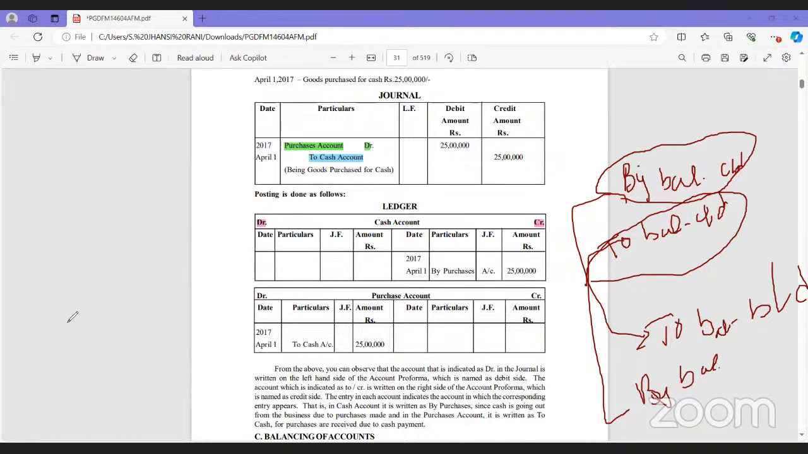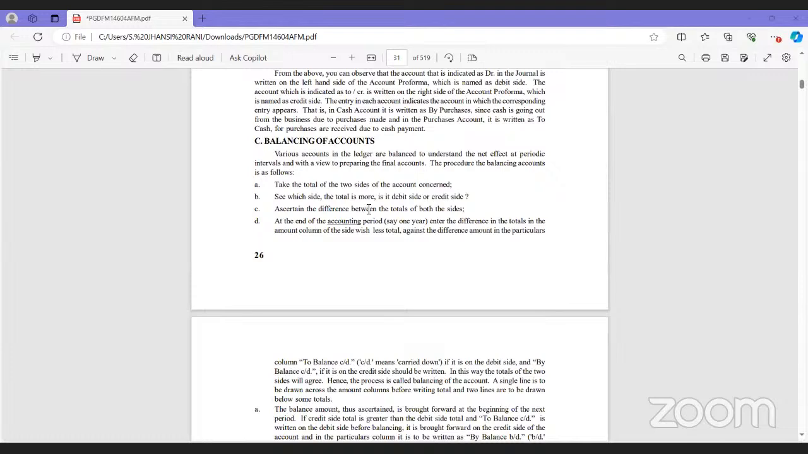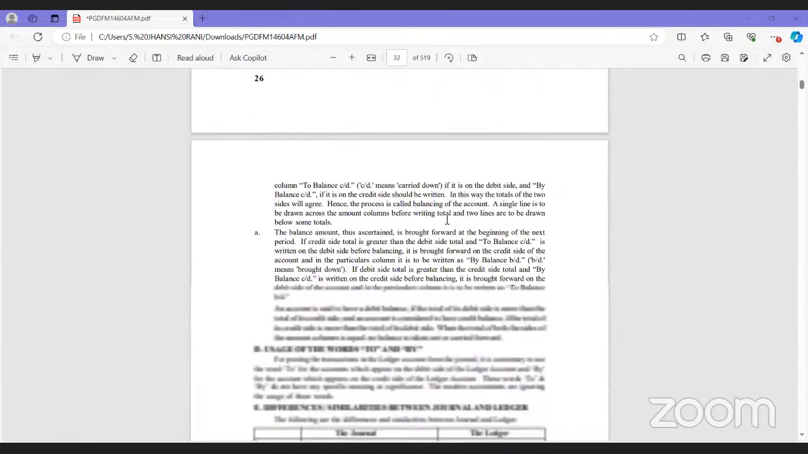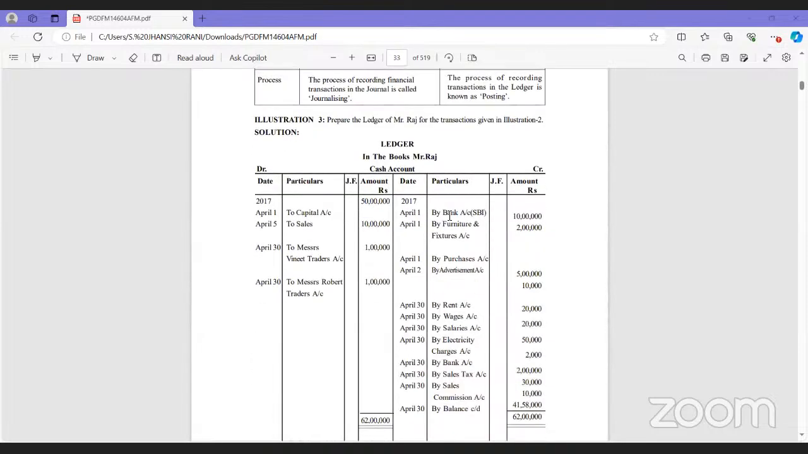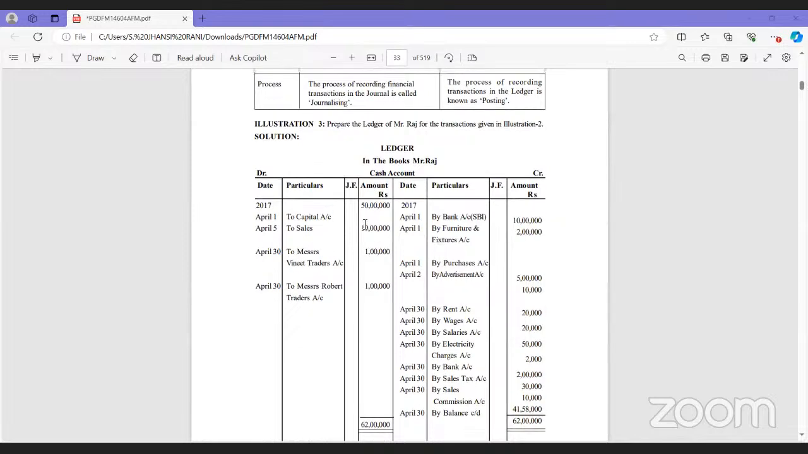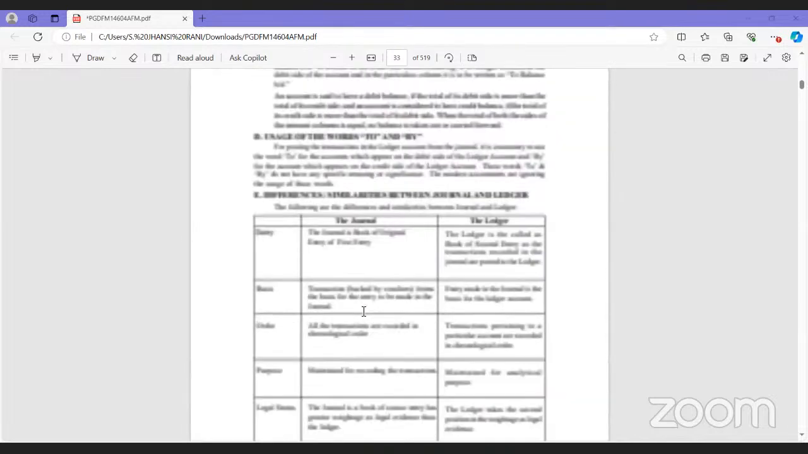So like this, we will write the balance of that particular account. Next, that's what he's telling here, balancing of accounts, balance carried down or balance brought down. So this is how we prepare the ledger account. You can just look at it here. I think the journal entries they have taken from the earlier problem.